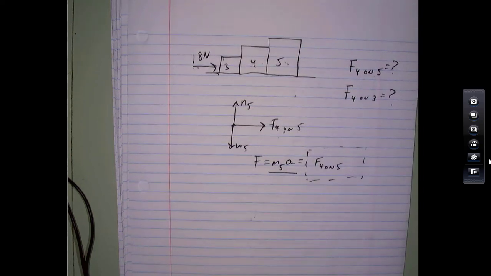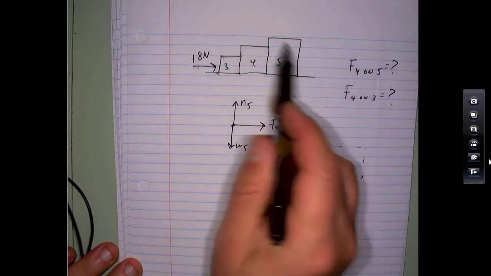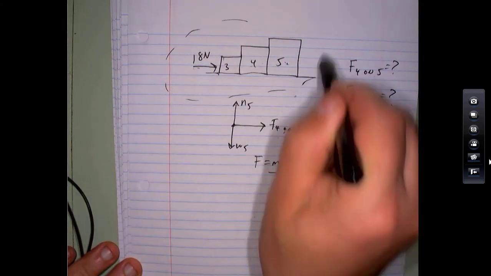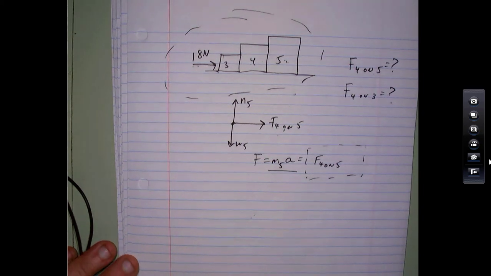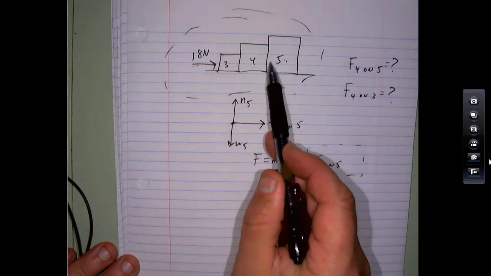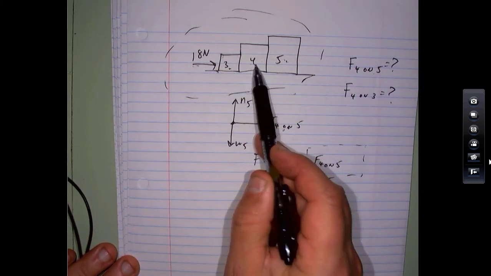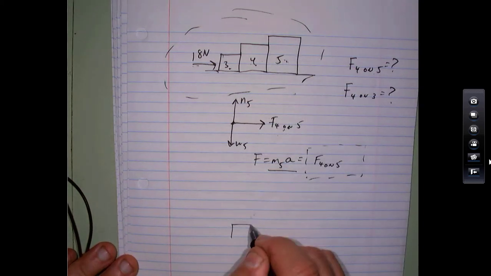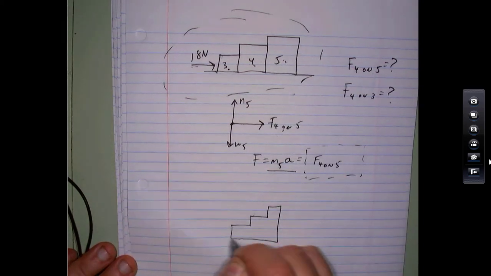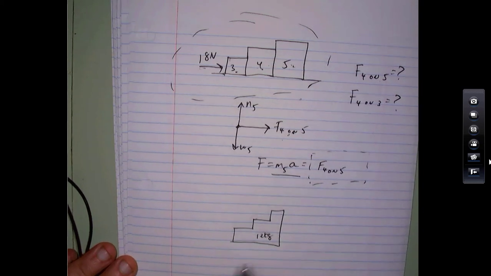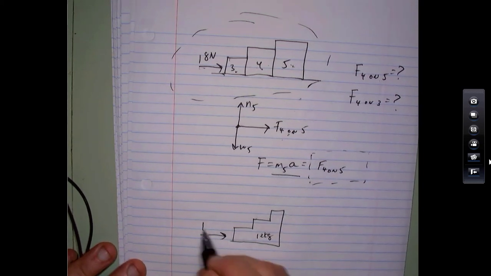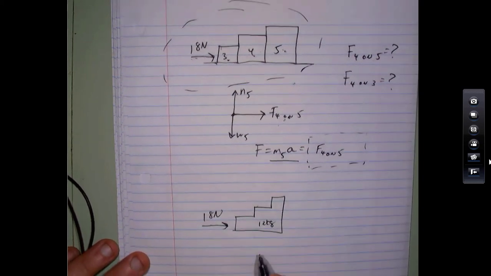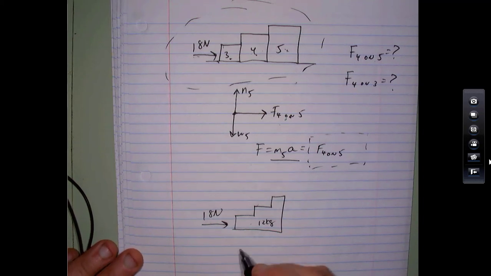We can get the acceleration if we look at this whole thing as a system. So let's look at this as just one mass having a mass of 3 plus 4, 7, plus 5 is 12. So let's look at this like this is 12 kilograms. This is the system way of looking at it, and we're applying 18 newtons. I'm doing this to get the acceleration.